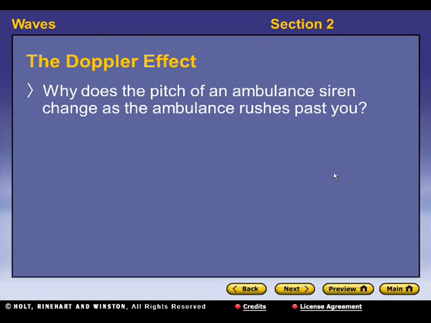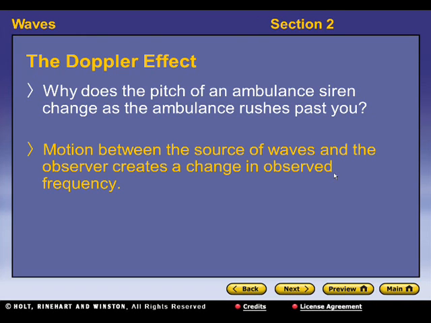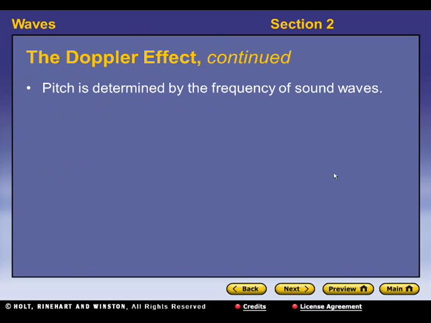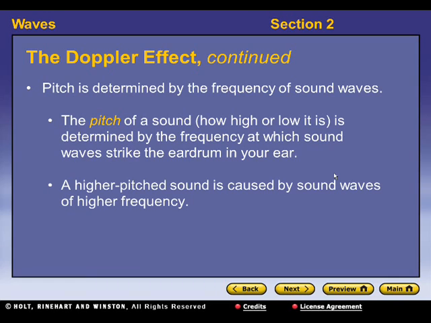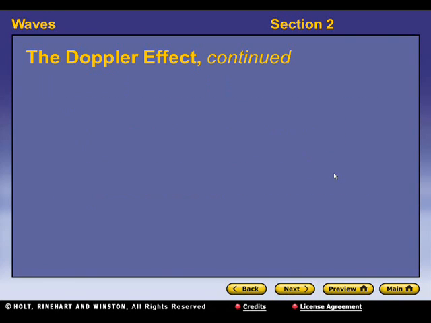So, something called the Doppler effect. Why does the pitch of an ambulance siren change as the ambulance rushes past you? Motion between the source of waves and the observer creates a change in the observed frequency. Pitch is determined by the frequency of the sound waves. So the pitch of a sound, how high or how low it sounds, is determined by the frequency at which sound waves strike the eardrum in your ear.